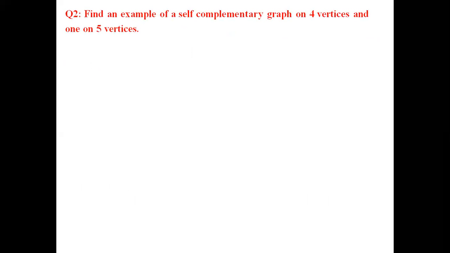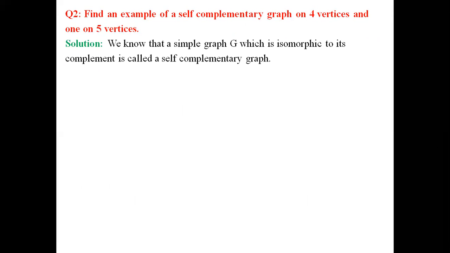Second problem. Find an example of a self-complementary graph on 4 vertices and one on 5 vertices. We need to draw an example of a self-complementary graph having 4 vertices and one having 5 vertices. We know that a simple graph G which is isomorphic to its complement is called a self-complementary graph. We recall the property for a self-complementary graph: it is a simple graph which is isomorphic to its complement.